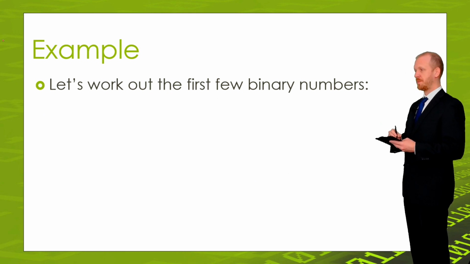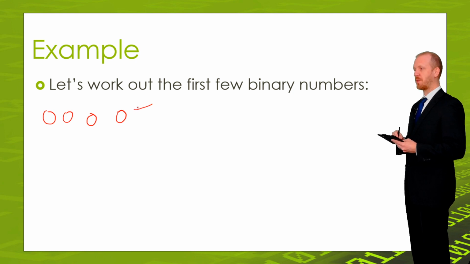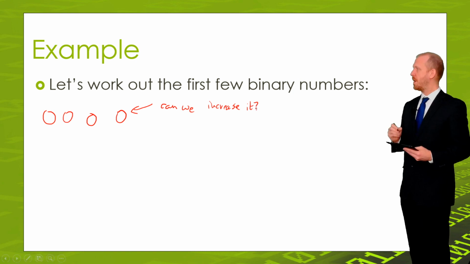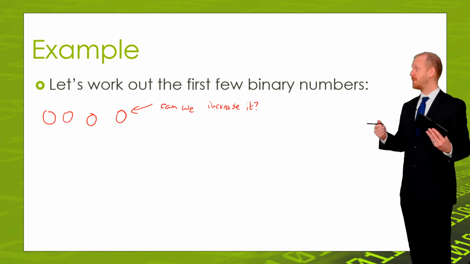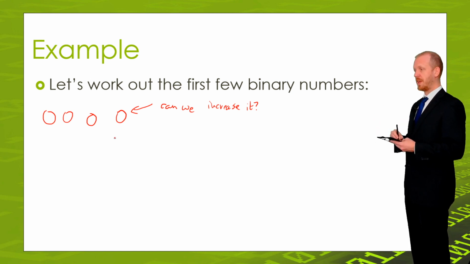So we're going to start with 0000. Okay, and the first thing we do is we check the rightmost column, the units column, and we ask, can we increase it? Well, can we? Yes, we can. 0 can increase to 1. So we do just that. We increase that 0 to a 1. Everything else just stays the same.